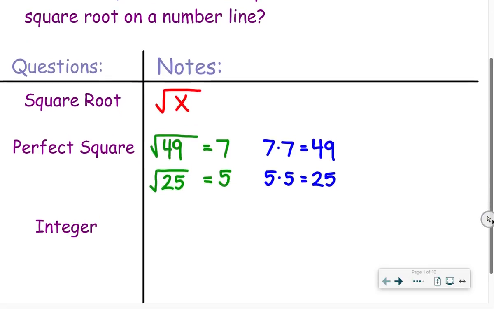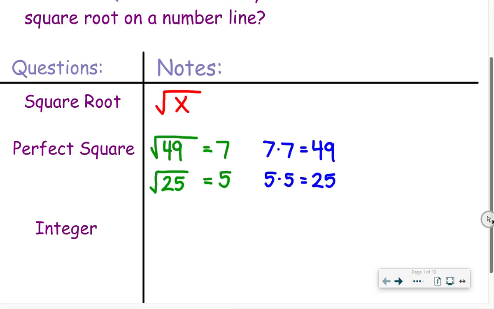Integers are just negative numbers and their opposites. So like -3, -2, -1, 0, 1, 2, 3. Generally numbers that you would see on a number line. And it can go in each direction.